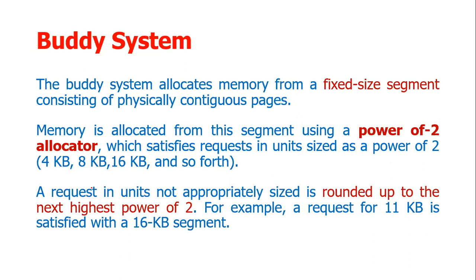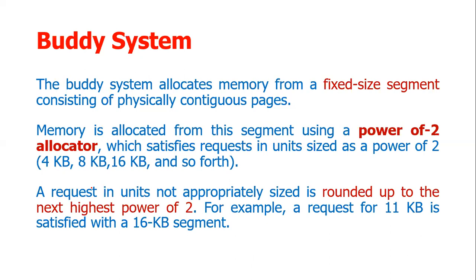The buddy system allocates memory from a fixed-size segment consisting of physically contiguous pages. Memory is allocated from this segment using a power-of-2 allocator, which satisfies requests in units sized as a power of 2. For example, 4 KB, the next one is 8 KB. 2 power 2 is 4, then 2 power 3 is 8, 2 power 4 is 16, like that. A request in units not appropriately sized is rounded up to the next highest power of 2.